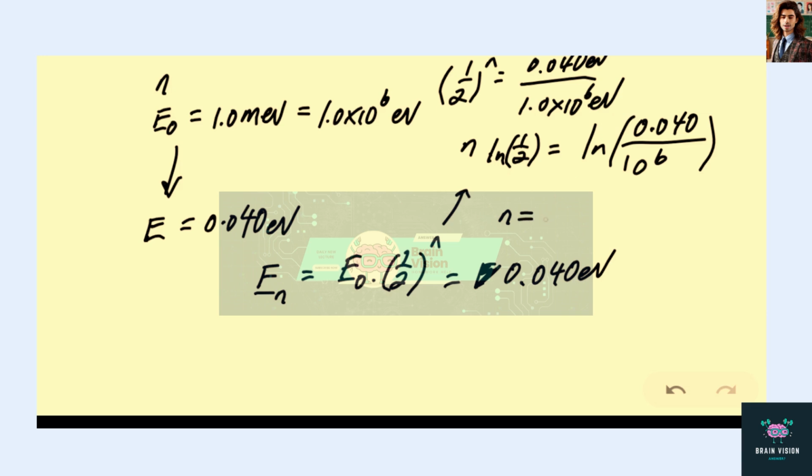Should get n to be equal to 24.58. Now this is the minimum number of collisions that is required, but we know that the number of collisions should be an integer value, so we will need to round this up to about 25 collisions, right? A minimum of 25 collisions to bring it below 0.04 eV.